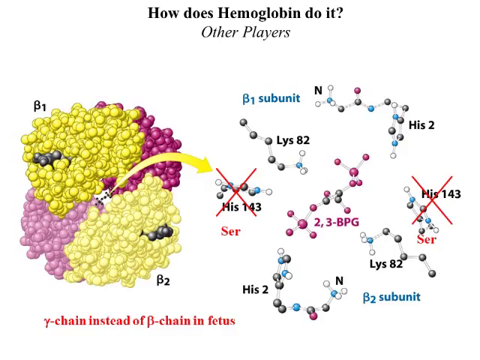Just because we changed the beta, the gamma chain doesn't have those histidines, and we don't have this ability to bind, because we need to deliver the oxygen to the fetus.